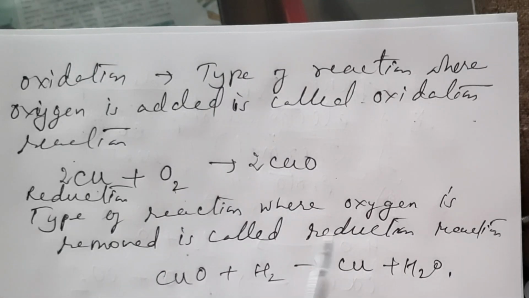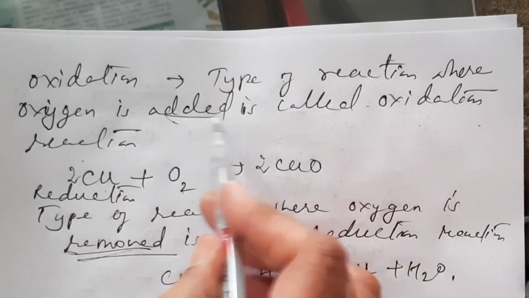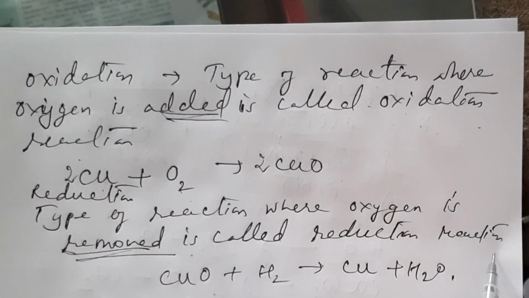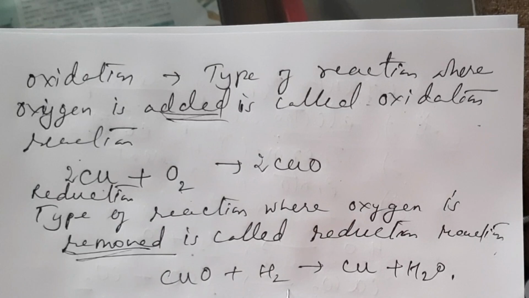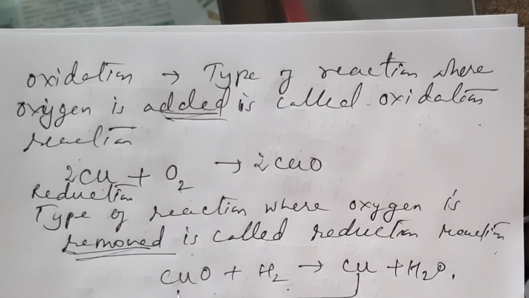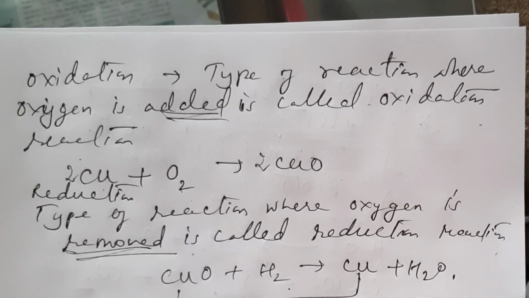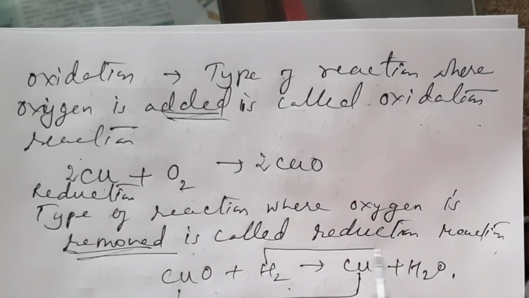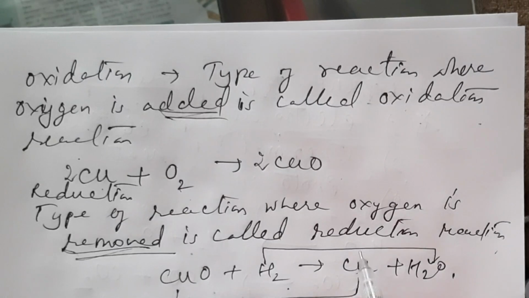And the type of reaction where oxygen is removed, for this we need to write: oxygen is added here, oxygen is removed here, is called a reduction reaction. CuO, copper oxide plus hydrogen, it will form copper. Here oxygen is getting removed, so this is reduction. And here hydrogen, oxygen is added to form water, H2O. So this is an oxidation reaction.